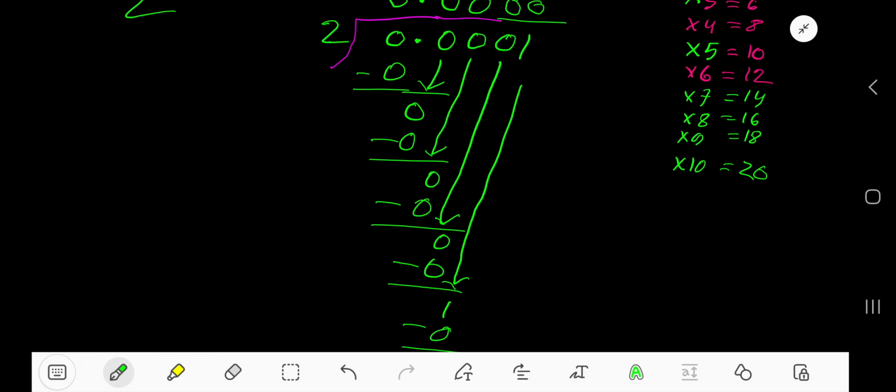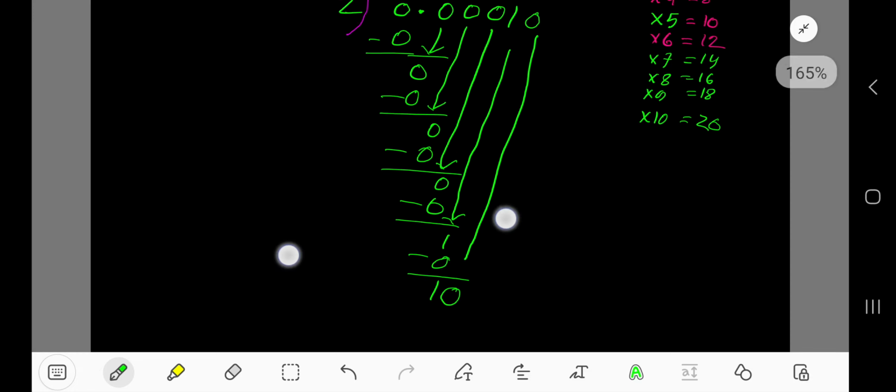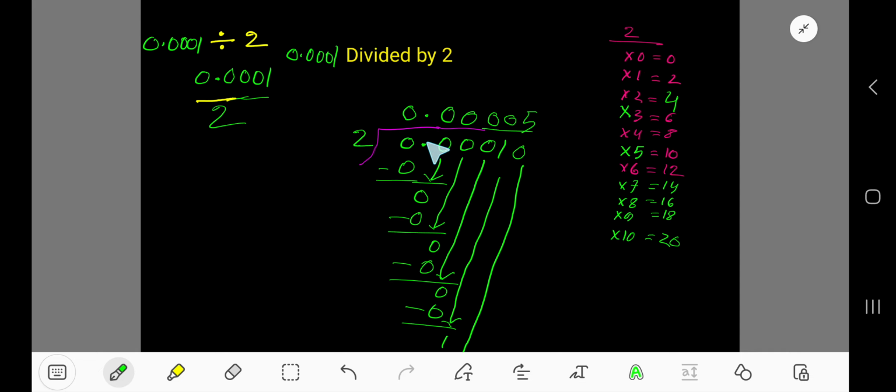Okay, since this is a decimal number, you can add trailing zeros. So I have added 1 trailing 0 here. You can add more according to your need. Bring down this 0, so you are getting 10. 2 goes into 10 how many times? Look, 5 times. Write 5. 5 times 2, 10. If you subtract, you are getting 0. That is, your answer is 0.00005.